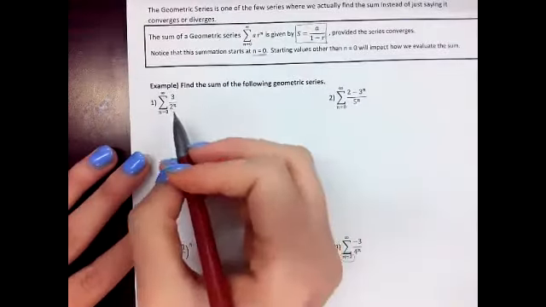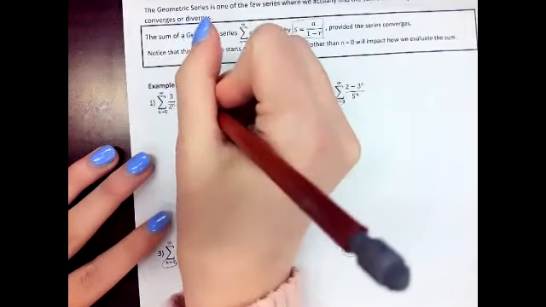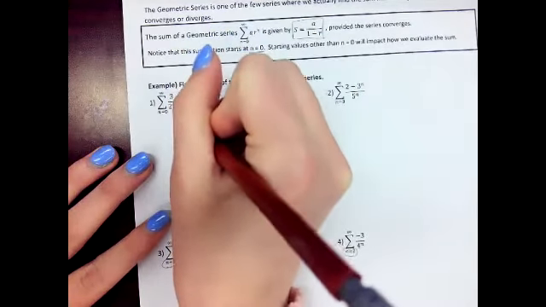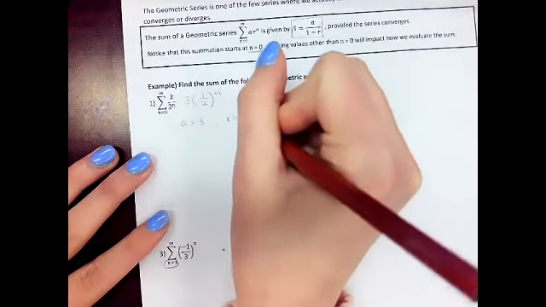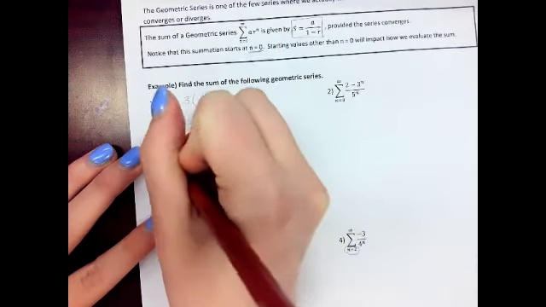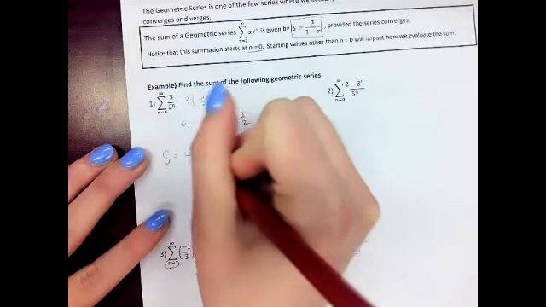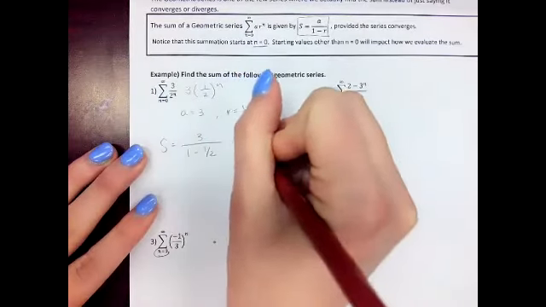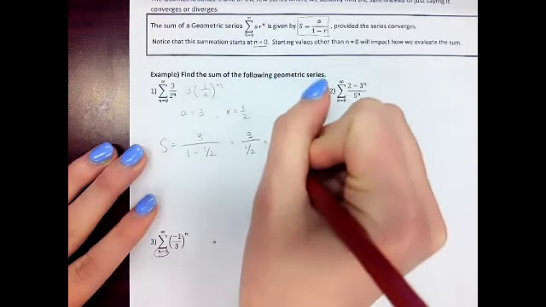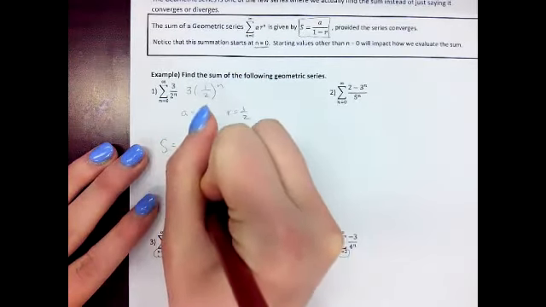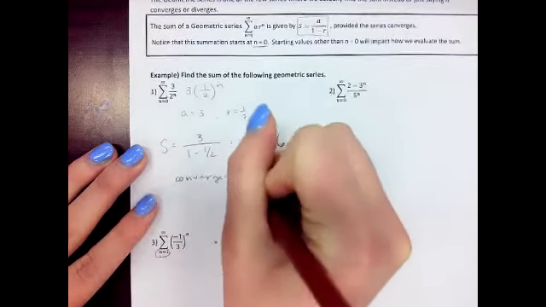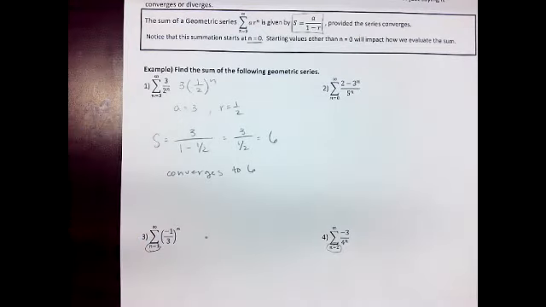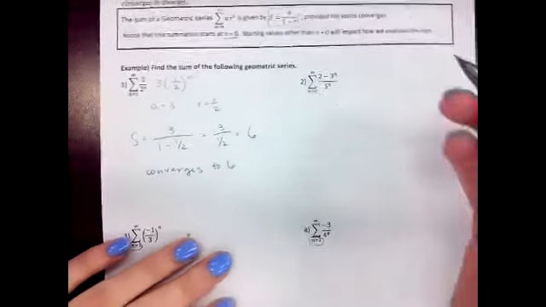Okay, so this first series we've seen before, we rewrote it on the first page as 3 times 1/2 to the n. So we know a is 3, r is 1/2. We can plug that into our formula. So we have 3 over 1 minus 1/2, which is 3 over 1/2, or 6. So now we can say this converges to 6. Okay, so geometric series, we can actually figure out what value it converges to.